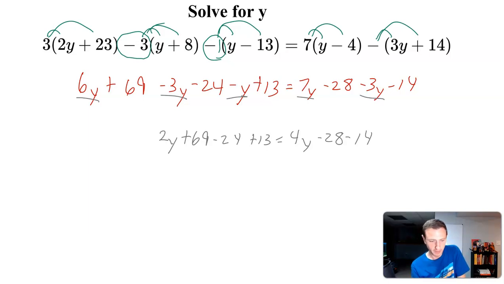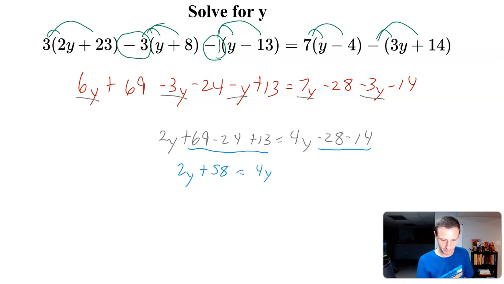So now I'm going to combine the like terms of just constants, terms without a variable. So 69 minus 24 plus 13, that lines up nicely. And then negative 28 minus 14. Just to make sure I don't make a silly error here, 69 minus 24 should be 45, plus 13, 58. I'm going to double check with the calculator. So it's 58 equals 4y, and then negative 28 minus 14 should be negative 42, and it is, so negative 42.